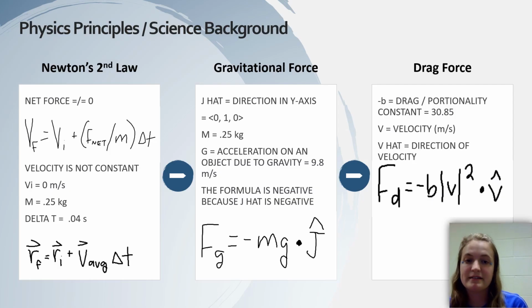So first we're going to talk about the scientific principles in this experiment. First we have to know Newton's second law so that we can accurately update the velocity and position as we're going through the coding. Then we need the gravitational force, because the slinky is falling towards Earth in the negative j hat direction with magnitude mg. Then we'll talk about the drag force, which is going to cause a little bit of resistance to the gravitational force, so it won't fall exactly at mg, but it will also have the drag force opposing it.